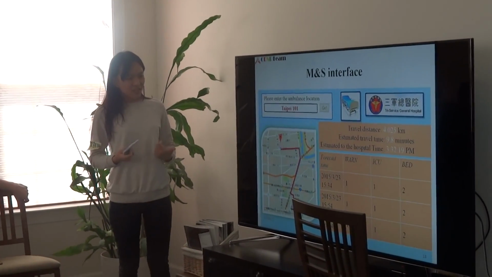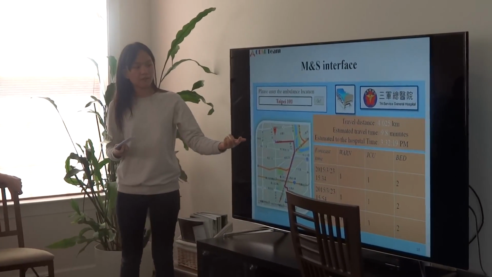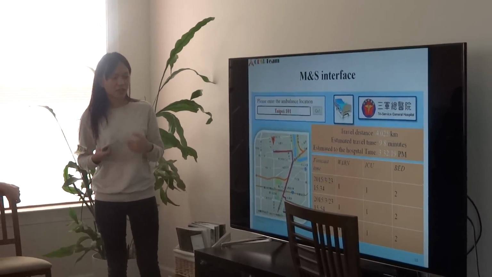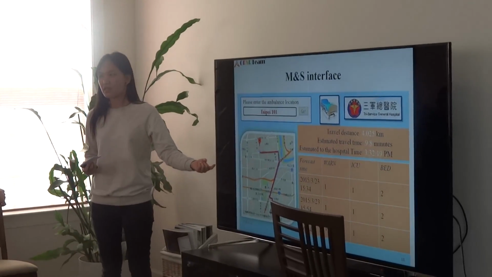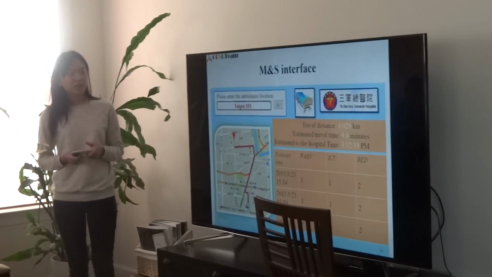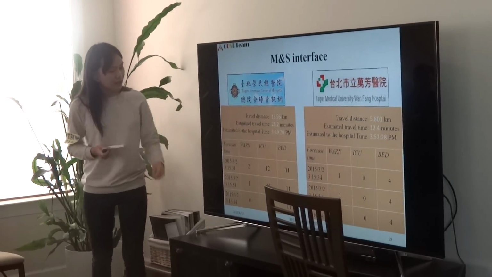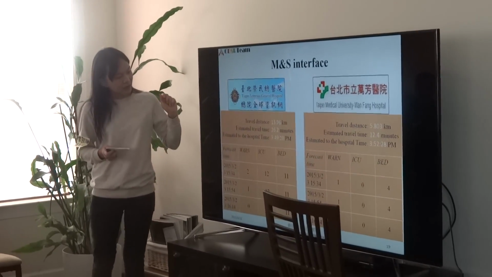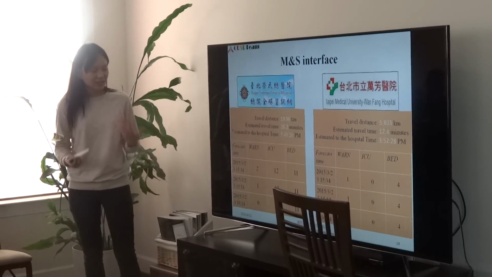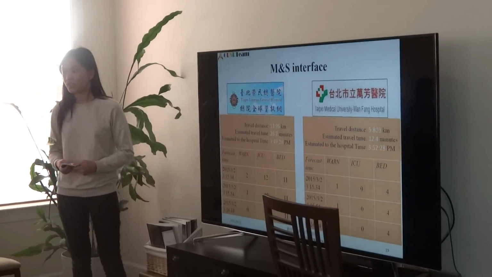But as we can see here, even though it will only take about 9.8 minutes to get there, the chance for us to get a bed is pretty small because it's only 1. So don't worry, because we still provide 2 more hospitals. This is the second and the third one. As you can see here, although it'll take about 26 minutes to get there, the chance for us to get a bed is even bigger.